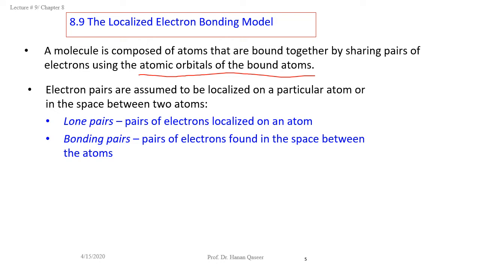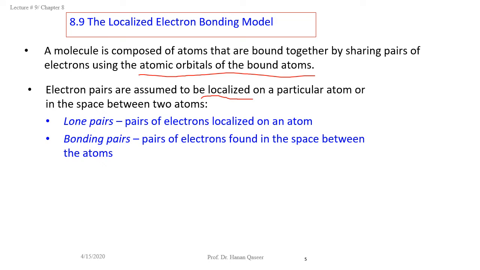And electron pairs are assumed to be localized on a particular atom or in the space between the two atoms. يعني هون في عندنا مصطلح اللي هو localized electron bonding model. هذا الموديل طبيعي إن بنعرف إنه الجزيء هو مكون من عدة ذرات، وهي الذرات مرتبطة مع بعضها بالتساهم بين الإلكترونات فيما بينها. طبعا الإلكترونات موجودة في orbitals، في تداخل بين هاي الأوربيتالز.